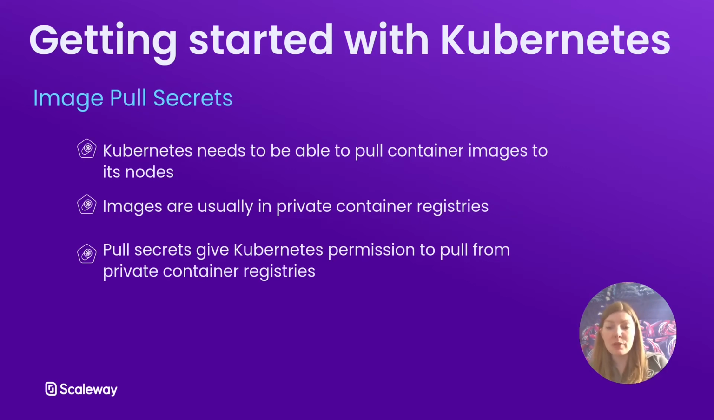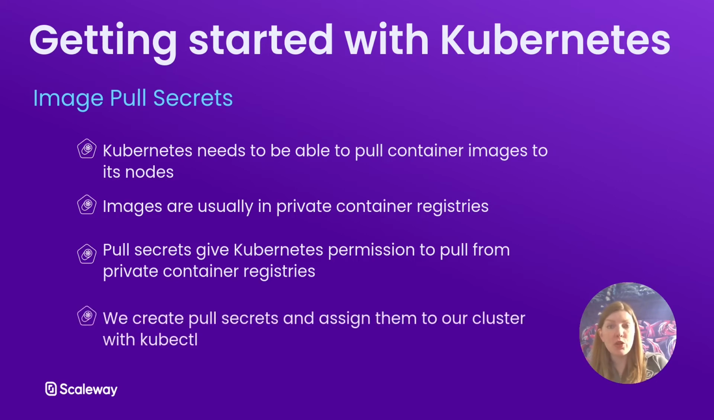So the image we want to pull is in our private Scaleway container registry, and we need to give Kubernetes a pull secret so that it can access it. How do we create the pull secret? We do it with kubectl from the command line. We also need to know our Scaleway API key for this process. Creating an API key for your Scaleway account is very easy, and the documentation that shows you how to do it is linked below in the description.